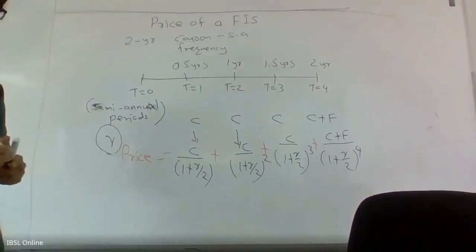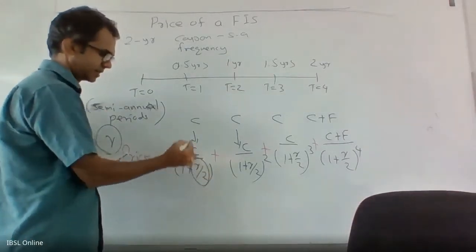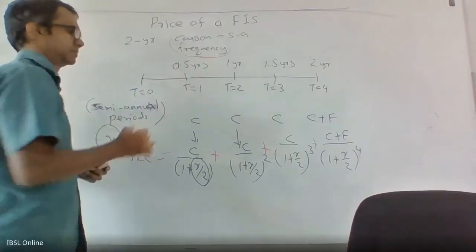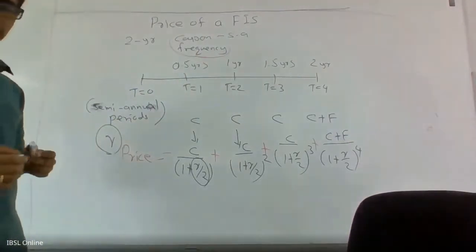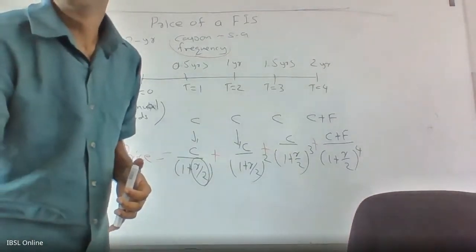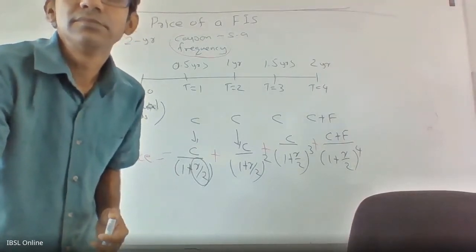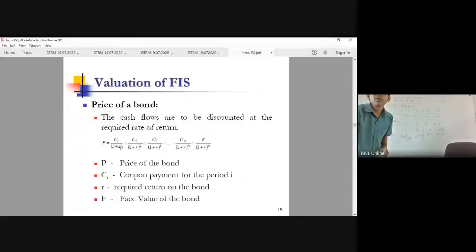Same concept, the only thing you have to do is adjust the interest rate according to the coupon frequency. So therefore, in the equation that I gave in the presentation, you can rewrite this R according to the frequency. So we can write it as C divided by 1 plus R over F. What is F?